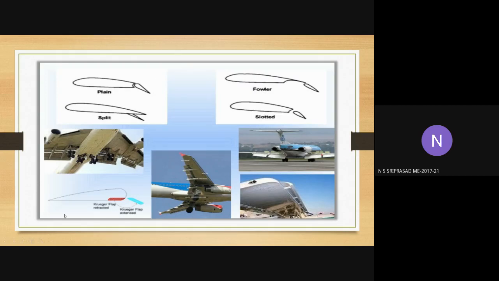Now, these are real-time examples where you will see, whenever you travel in a commercial plane the next time, if you're getting a window seat, just look outside. This flap movement you will see only during takeoff and landing.